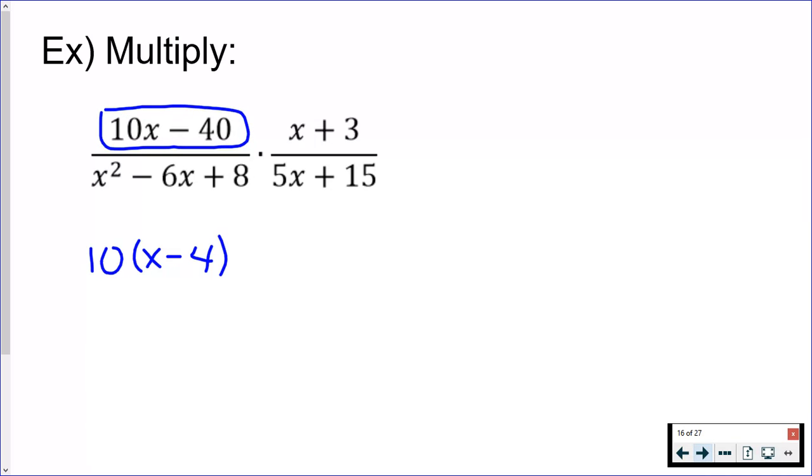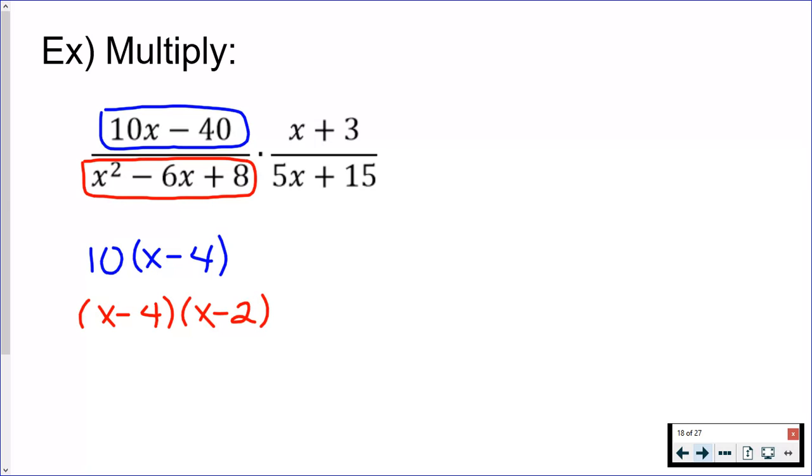10x divided by 10 leaves me with x. 40 divided by 10 just leaves me with 4. So you have x minus 4 left in the parentheses. Next, we're going to try to factor x squared minus 6x plus 8 if that's possible. It is. You're looking for two numbers that multiply to 8 and add to negative 6. Those two numbers would be negative 4 and negative 2.